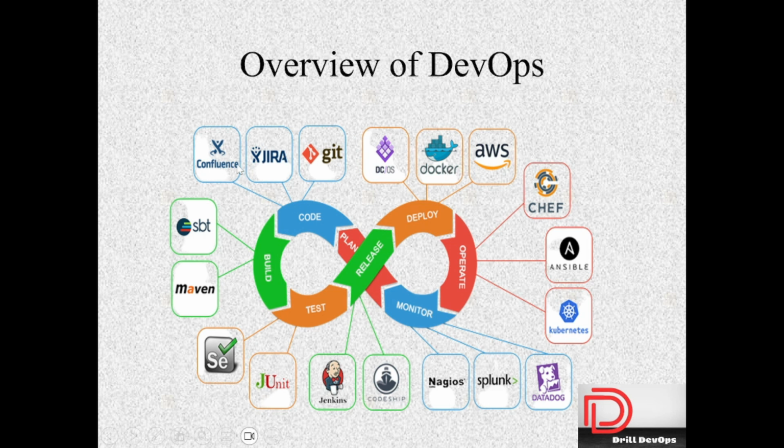So in the code phase, we use these three. We develop the code and push it here, and in Jira we will get the requirements, and in Confluence we will be writing something related to the application or the application architecture, or if it has some dependencies, or if there is any standard procedure document that we need to follow. This is from the code stage.